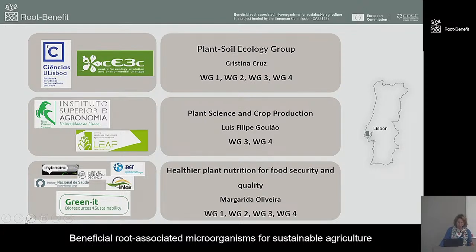So in fact, people from ITQB, Gulbenkian Foundation, IBET, INIAV. It puts together a lot of researchers, and they have great expertise in the study of microbes in general. They also address soil microbes, and particularly the group of healthier plant nutrition for food security and quality, which Margarida Oliveira is in charge of. And so here I included it for the 4 working groups, because in fact they have very strong expertise in the different aspects of microbial interactions.